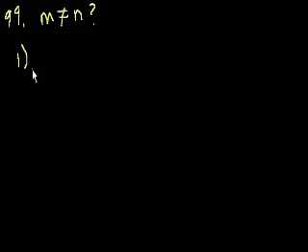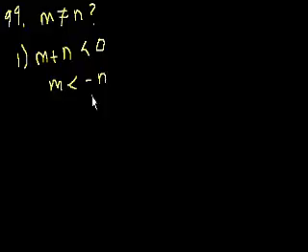Statement number 1 says that m plus n is less than 0. Well, let's see. What does this tell us? This just tells us that m is less than negative n. It still doesn't tell us anything. Let's say if m is equal to n, which is equal to negative 10, then this would hold true, right? Because negative 10 plus negative 10 is minus 20, which is less than 0. So this still doesn't prove anything.